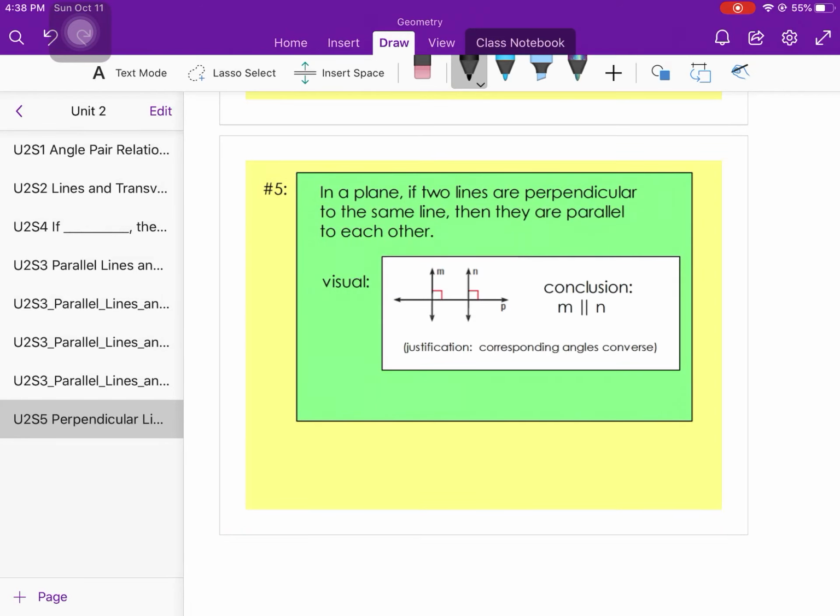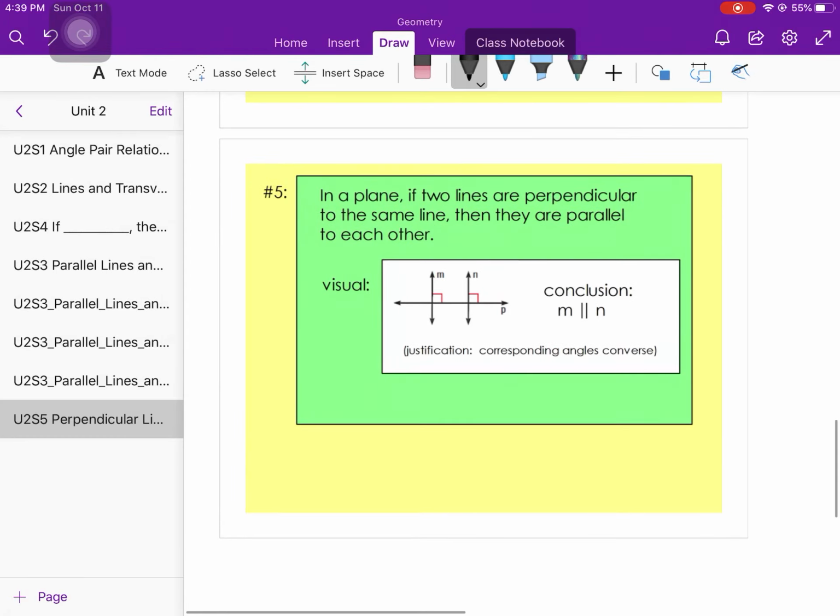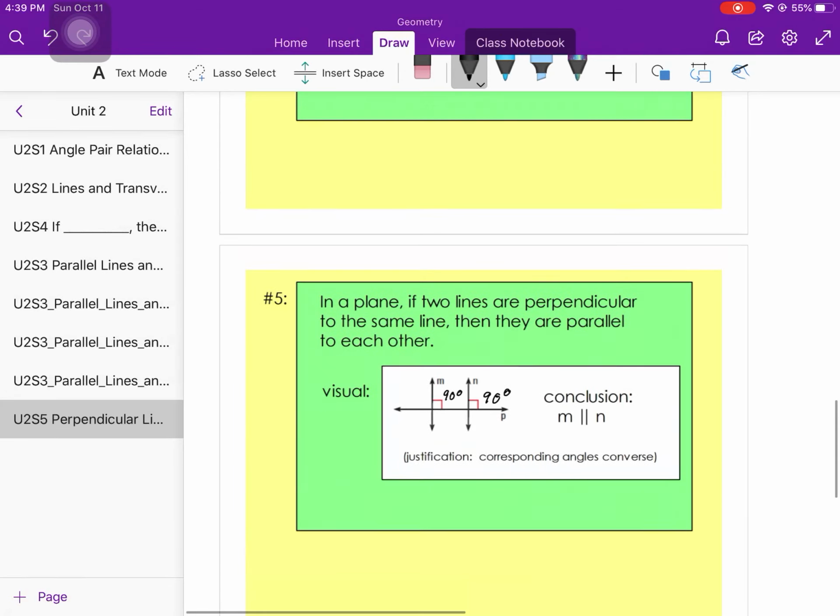Now the last one, number 5: in a plane, if 2 lines are perpendicular to the same line, then they are parallel to each other. This is probably the most important theorem because this proves parallel lines. So if we know that M and N are both perpendicular to P, the only way for those to be parallel to each other, or to intersect at a right angle, is if they're parallel to each other. And that's the converse theorem that we talked about. So if these are congruent to each other, 90 and 90, the lines have to be parallel.